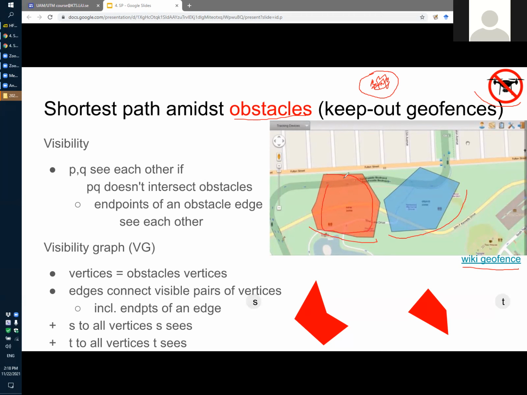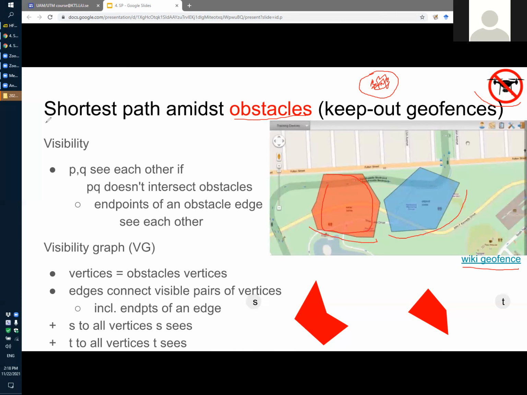And of course, apart from the geofences, which are more or less artificial zones, there are also other places where drones shouldn't fly, as we've seen in the airspace availability lecture. Procedures, aircraft procedures, terrain. Obviously, you don't want to fly into buildings, and so on and so forth.